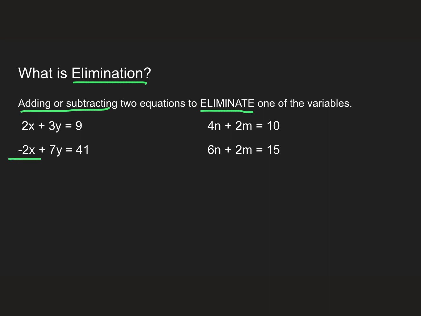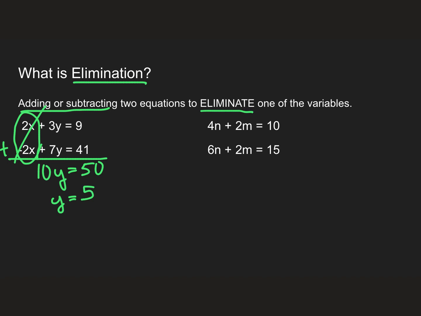If I add these two equations, I have 2x plus 3y equals 9 and negative 2x plus 7y equals 41. If I add these two, I can see this part right here is going to cancel out. So I'm left with 3y plus 7y, which is 10y. 9 plus 41 is 50. Well, if 10y equals 50, I can just divide both sides and get y equals 5.